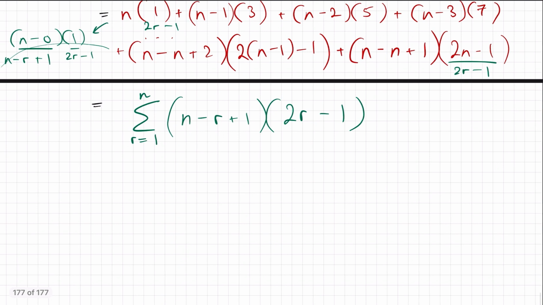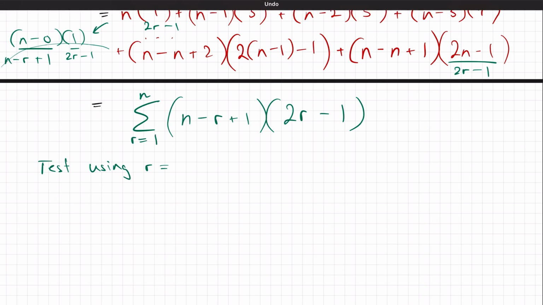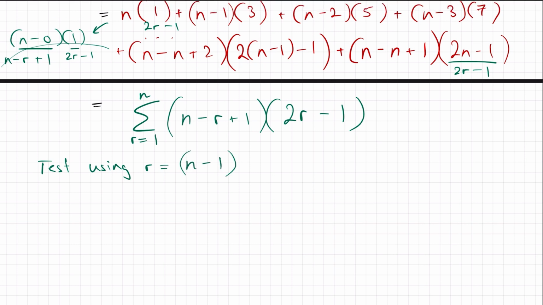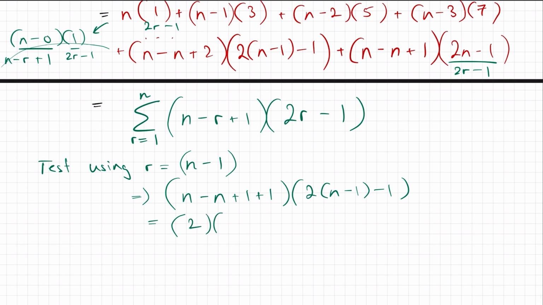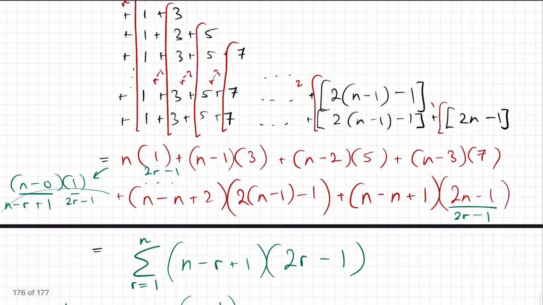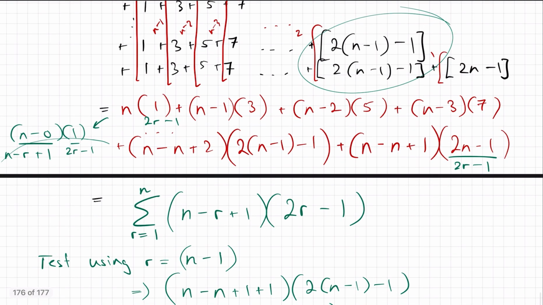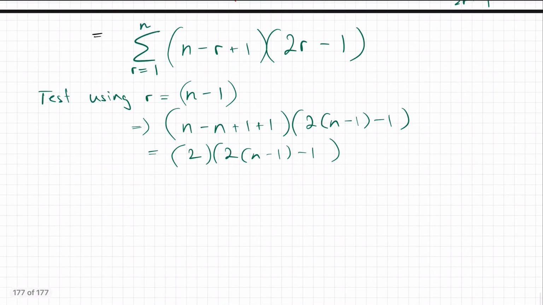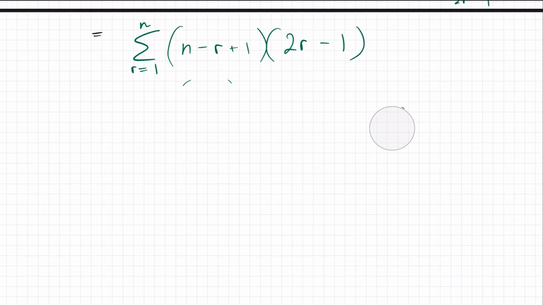And there we go. Let's try and plug in a value of r to see if this works. So let's just test it using r equals, let's try and get this term here. So r equals n minus 1, using a difficult one, but it should be fine. So the term we get is n minus n plus 1 multiplied by 2n minus 1 minus 1, which simplifies down to 2 times 2n minus 1 minus 1, which actually does work when you cancel those out. And you can see that corresponds to 2 times this over here. So yeah, that's working. Let's rub out our test case.